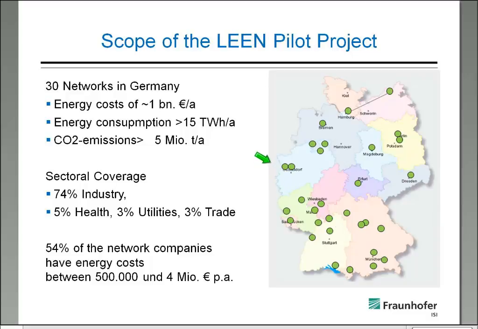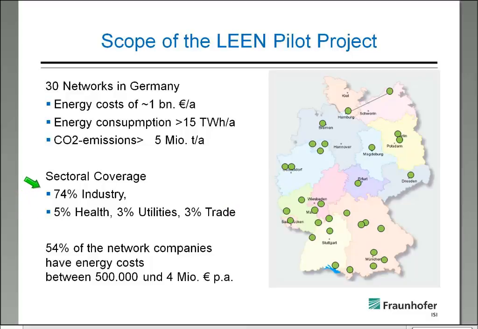And each dot here represents a network, and typically these networks are regional ones in order to allow the companies to reach meetings or to visit the other companies within a reasonable time frame. In total, these energy networks represent costs of 1 billion euro per year, energy consumption of 15 terawatt hours per year, and CO2 emissions of 5 million tons per year.